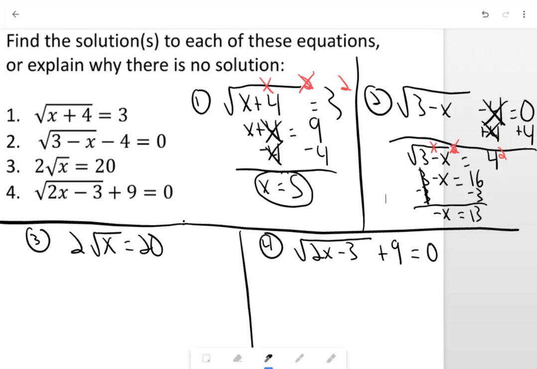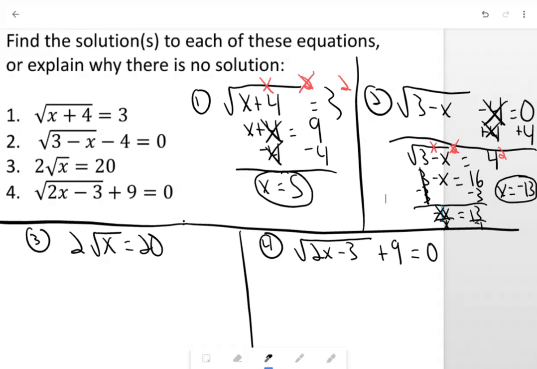And remember, in front of that x there's really an imaginary negative 1. That's really negative 1 times x. So I'm actually going to divide both sides by negative 1. So x is going to equal 13 divided by negative 1. So x is going to equal negative 13.